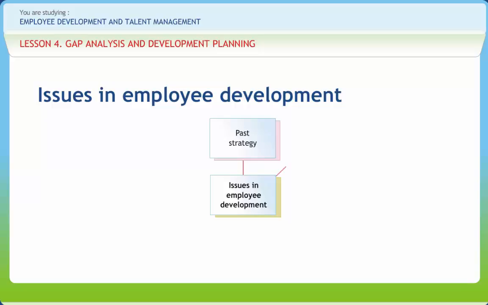Next is degree of environmental uncertainty. The more uncertain and dynamic the external environment, the greater the necessity for practitioners to devise flexible strategies in which contingencies have been planned in the event of radical environmental change.